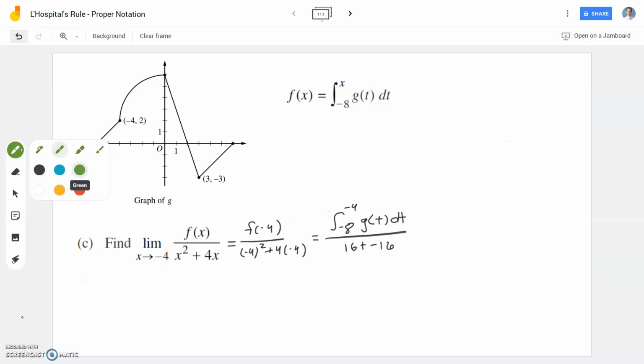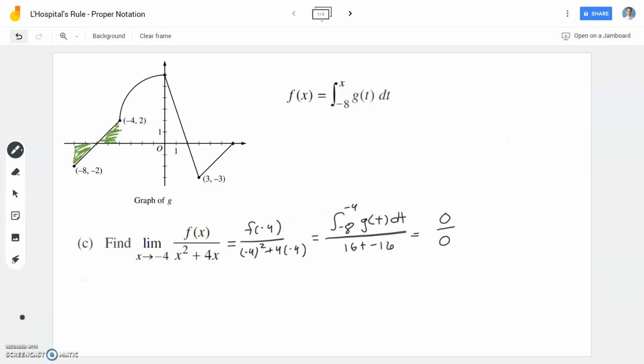Now let's look at that numerator for a minute. The definite integral from -8 to -4 is simply going to be the area between the curve g and the x-axis. And you'll notice that there are actually two areas of equal and opposite area. And for that reason, our numerator goes to 0, as does our denominator.